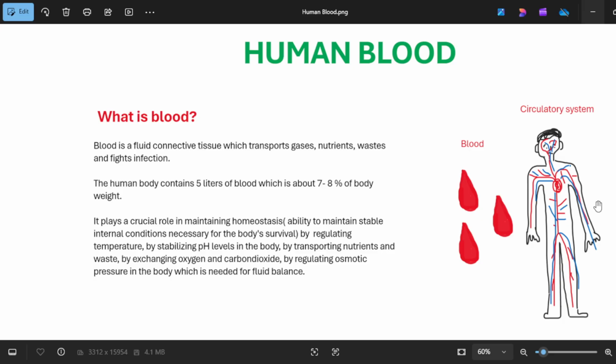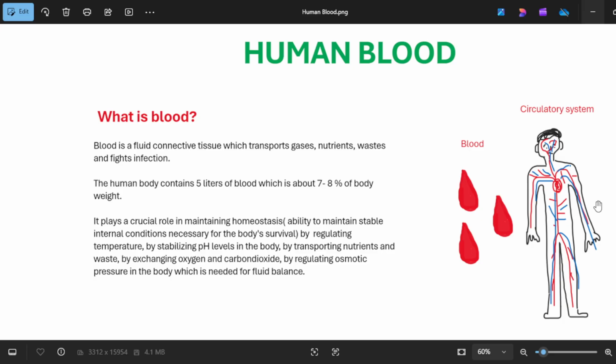Similarly, it supplies oxygen throughout your body. Oxygen is required for all our cell functions. Without oxygen, the cells will not be able to do any of their functions and they will start dying. So that is important, and it is a duty done by our blood.